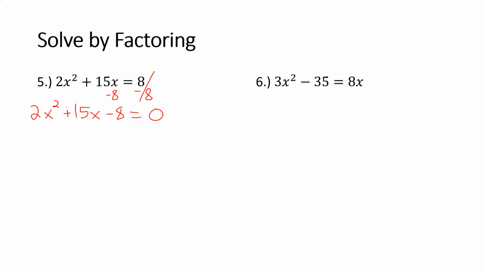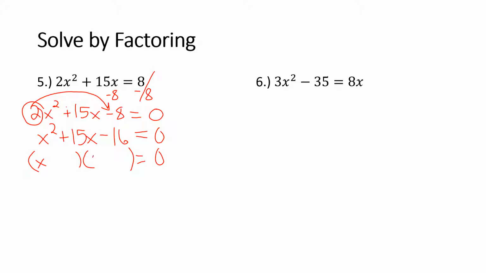Now I said this one was more complicated. The only thing that makes it more complicated is you don't have a regular x squared, you have a 2x squared. So remember what you do with that 2, you take the 2 and you're going to multiply it to the end. So we're working with x squared plus 15x minus 16 equals 0. From here we can factor. We know that x times x gives us x squared. And for the rest of our factors, we need to find two numbers that multiply to negative 16, and the same two numbers need to add up to positive 15.